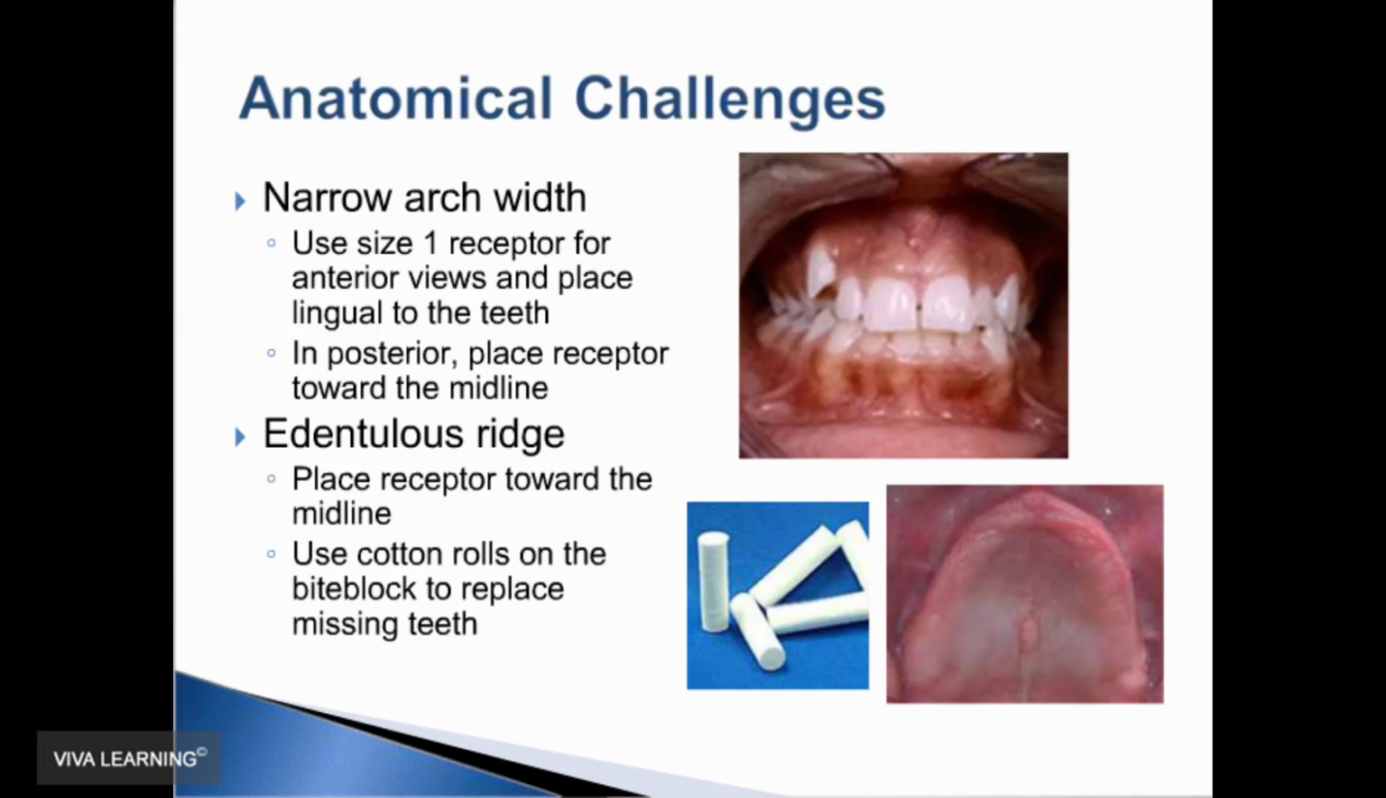For the edentulous patient, again, cotton rolls would be necessary on both sides of the bite block. Otherwise, the receptor will place very angular, and you will not get an accurate view of the remaining alveolar bone.